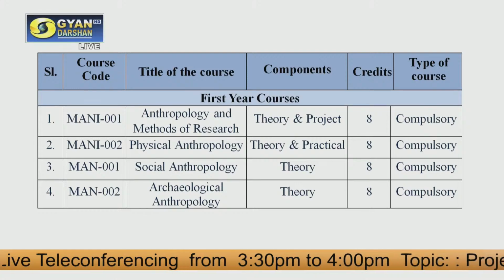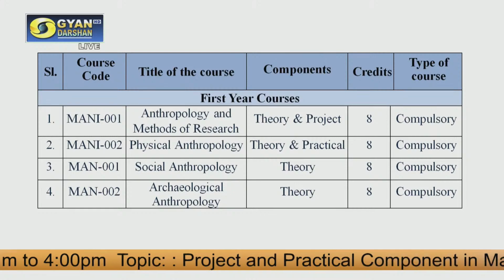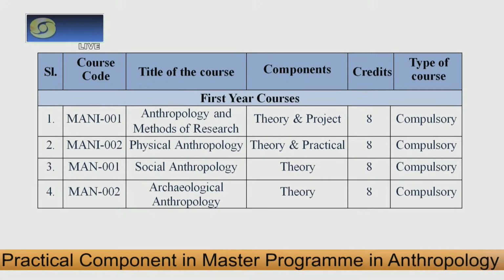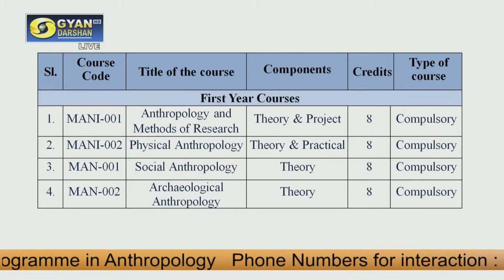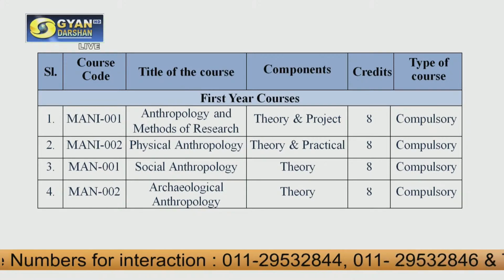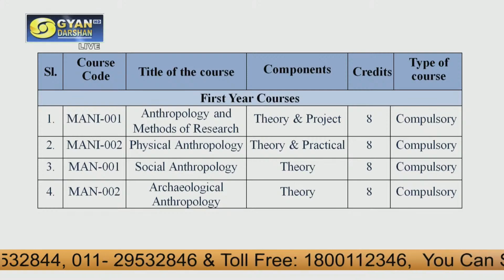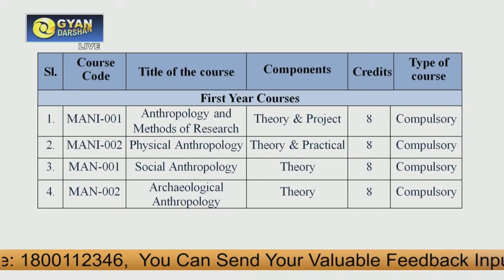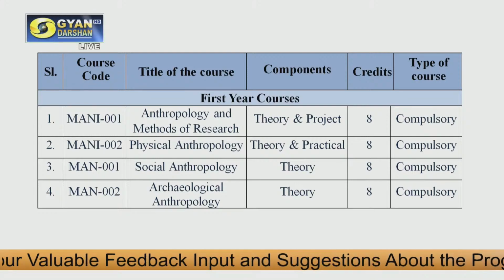The next course, Physical Anthropology, has theory and practical component. The third course, Social Anthropology, has only theory component. And the fourth one, Archaeological Anthropology, has only theory component. For all the four courses, the student needs to submit assignments, and for all the four courses, the student needs to give the term-end examination. But in the case of two courses, one course has a project component, the other course has a practical component.